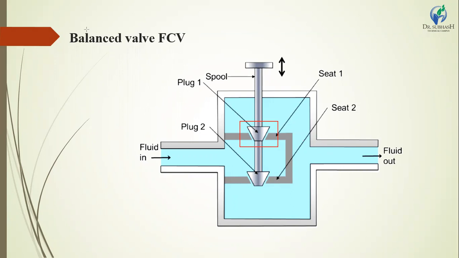If you move this spool in an upward direction, the spool also goes up, and the area between the spool and seat increases, so maximum fluid can pass through this FCV valve. Both points are in and out for control. Here two plugs and two seats are available, so it is a balanced FCV, meaning it can control the flow of working fluid.